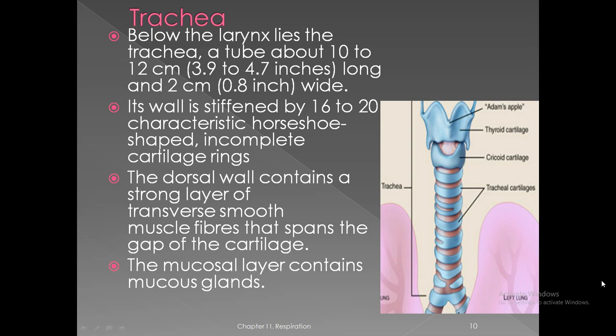The dorsal wall, the wall which is in contact with the esophagus, is made up of smooth muscle because of the presence of the esophagus, and it provides a free entry of the food from the mouth to the stomach.